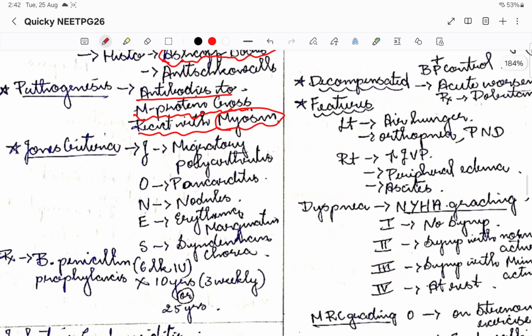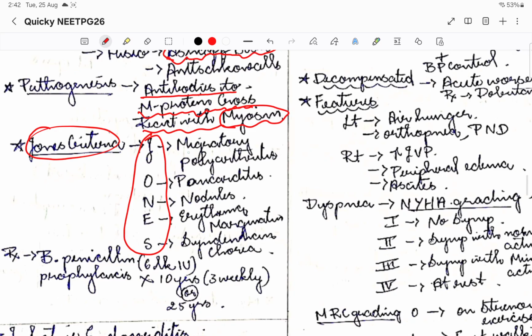Okay, so there is a criteria called Jones criteria. Please remember it as Jones only. These are the features that the patient presents with, and this is how we'll diagnose rheumatic heart disease. So this is the diagnostic criteria. Basically, Jones meaning joint: migratory polyarthritis, joint.